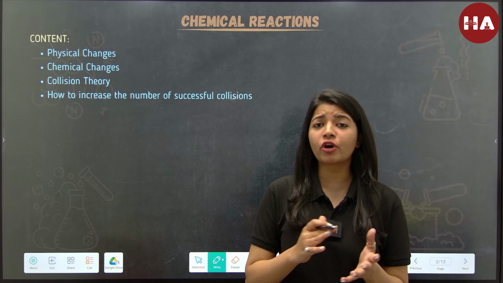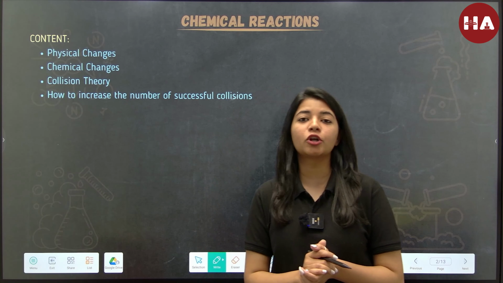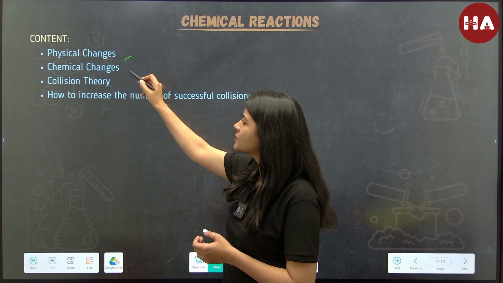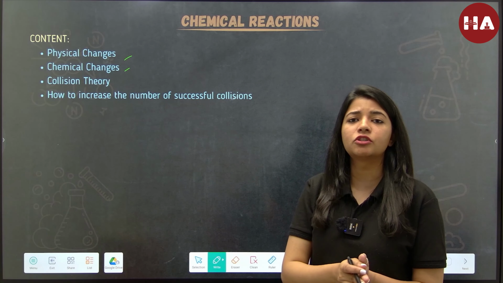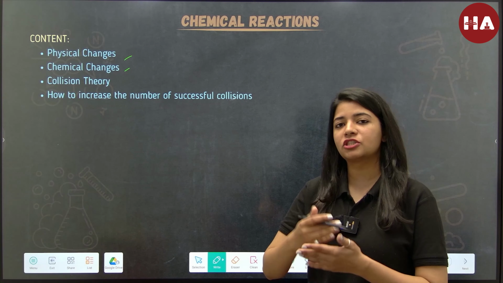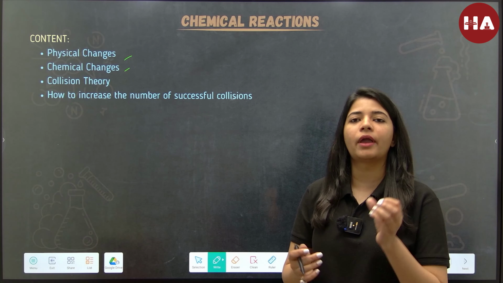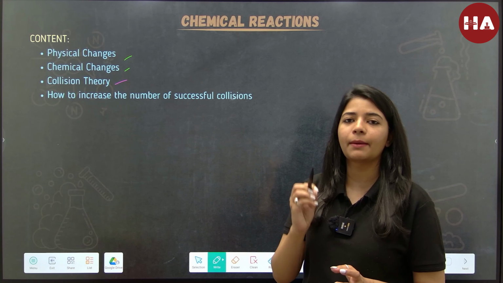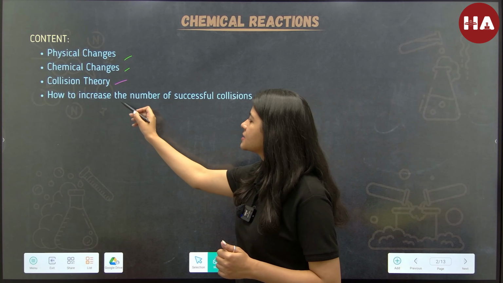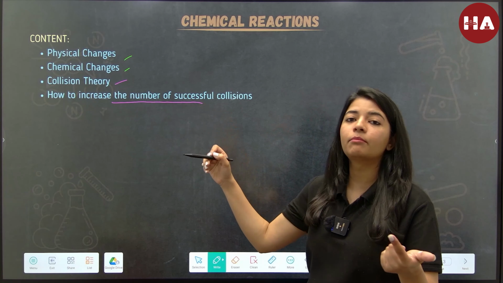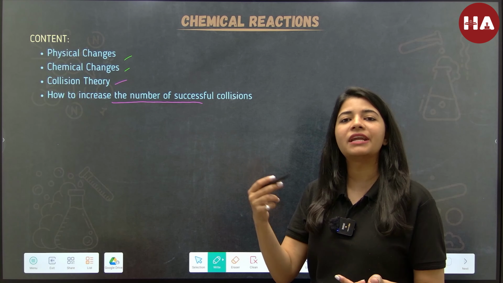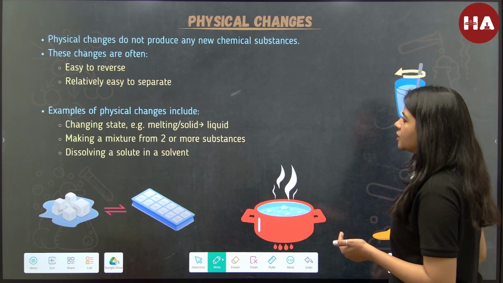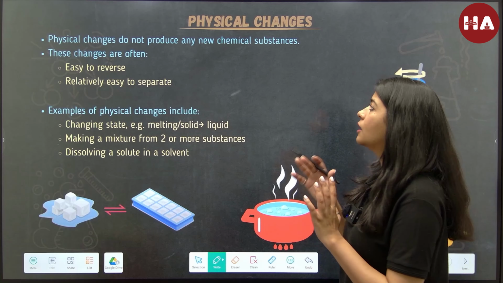So students, before we dive into this chapter, let's understand what all topics we are going to cover in this first part of your chapter. So one is physical changes and chemical changes. In this we are going to talk about what are physical changes, what are chemical changes, what is the difference between the two, and what are the examples. Then we'll talk about a very important theory in chemistry, which is collision theory. Then we'll discuss how do we increase the number of successful collisions for us to speed up the reaction, or to increase the rate of reaction. So let's dive into it with the first topic being your physical changes.